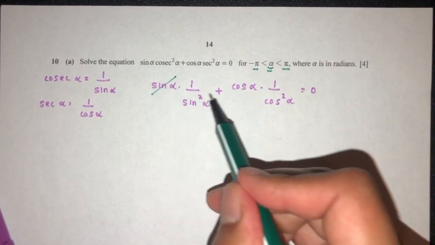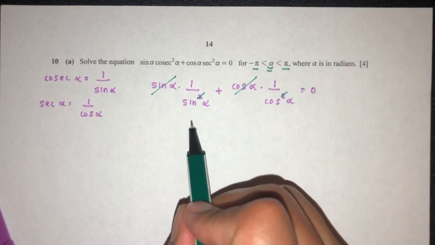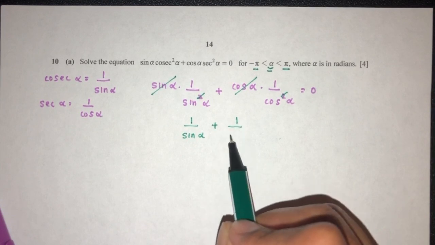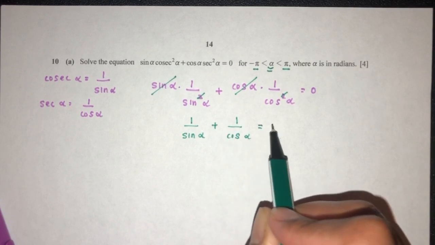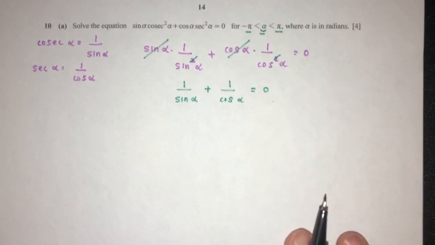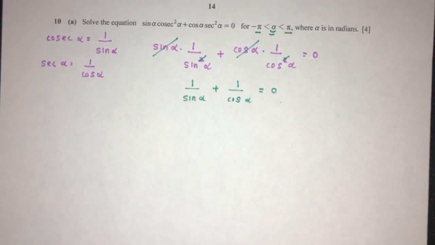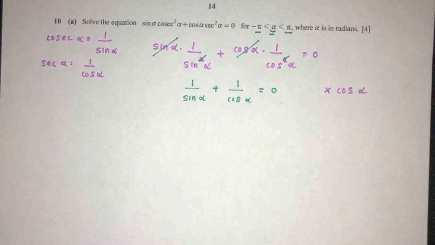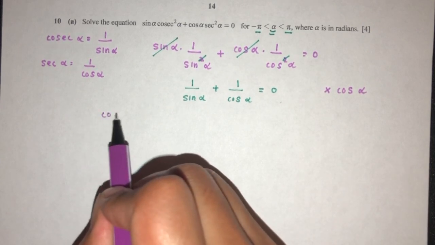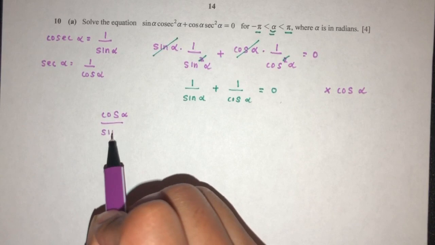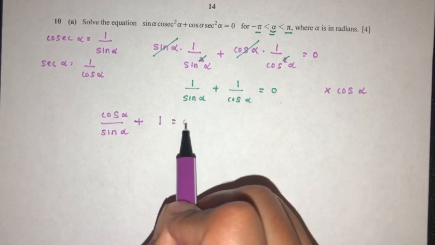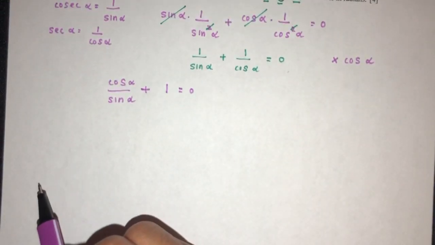This and this will cancel out, obviously. We have 1 over sine alpha plus 1 over cos alpha. Now what we can definitely do here is multiply by some values. For example, let's multiply everywhere by cos, right? You will have cos alpha over sine alpha, and here you will have plus cos over cos, which will be just 1.